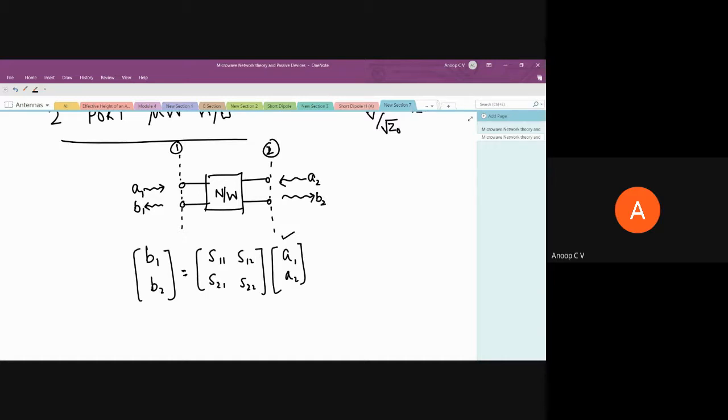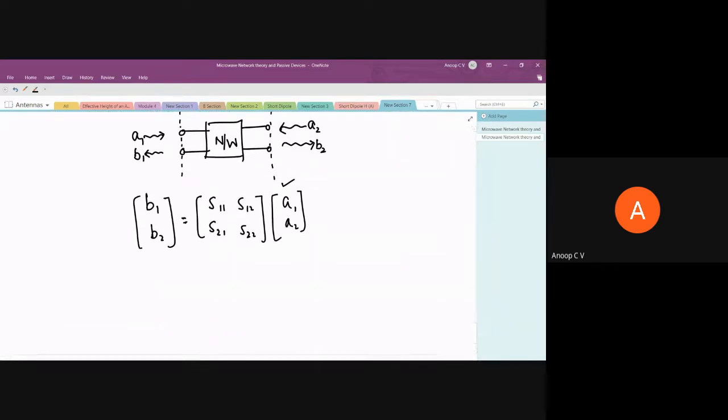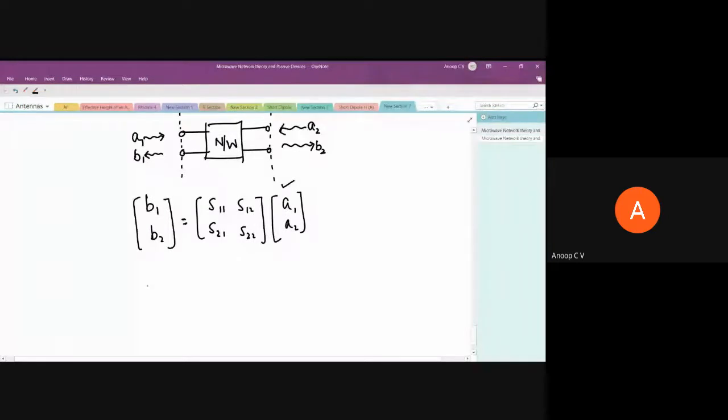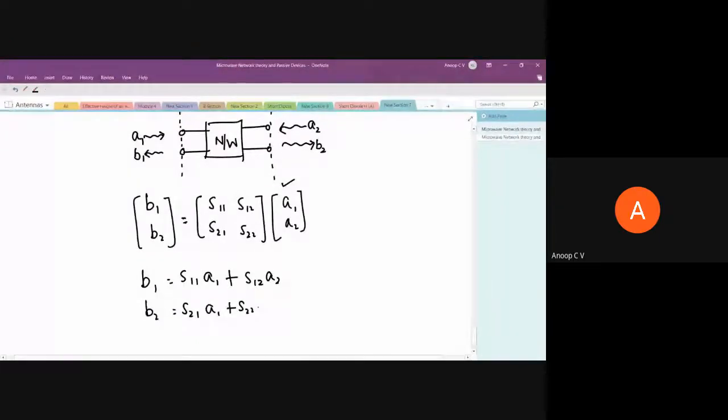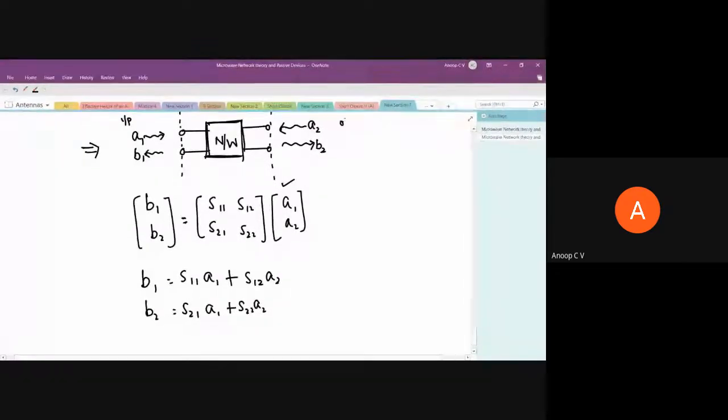Okay, so we'll see what these S11, S12 and the rest are for a two-port network. I can expand it. B1 is equal to S11 A1 plus S12 A2, and B2 is equal to S21 A1 plus S22 A2. So just see this physically. What does this mean? You have some microwave network, a two-port network. I'm assuming the left-hand side is the input port, and this is the output port.